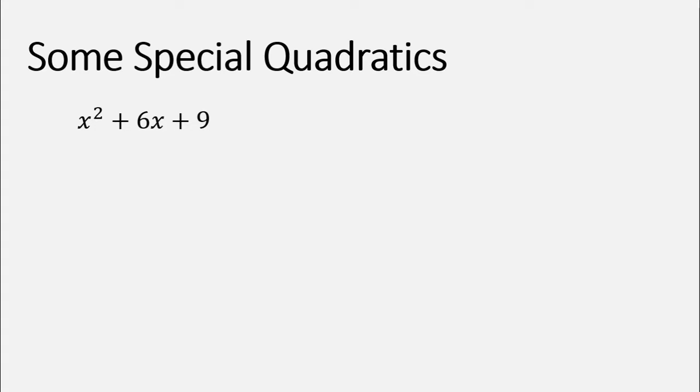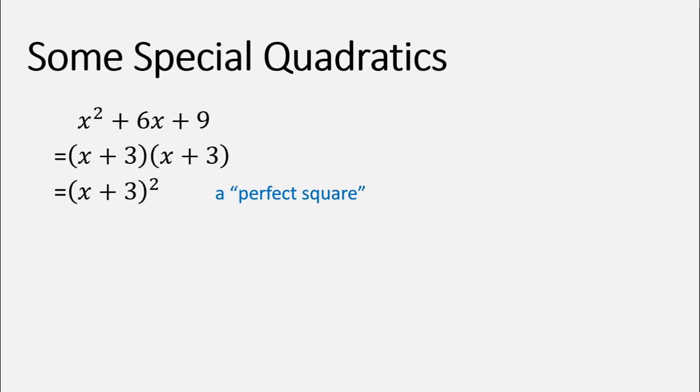By now, you probably noticed that some quadratics are a bit special. This here is a kind of special quadratic, for example, because when you factorize it, you end up with a bracket multiplied by itself. We could rewrite that in another way. We could say that that bracket is being squared, which is what makes this kind of quadratic a perfect square.